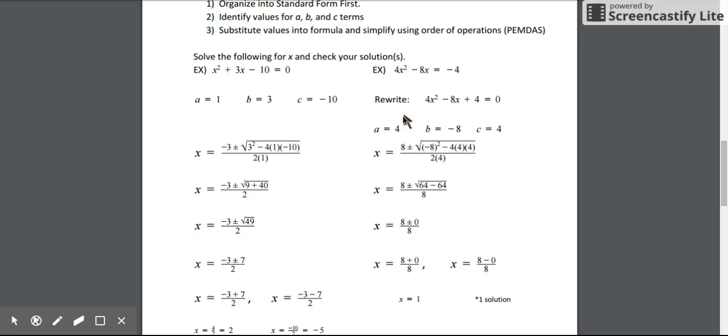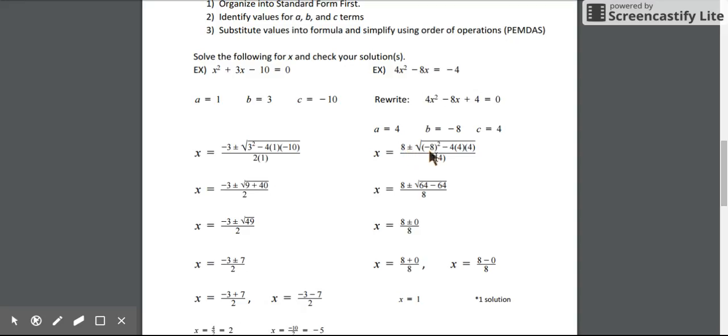We can identify our a, b, and c values. a is 4, the number in front of x squared. b is negative 8, the value in front of x to the first power. And c, our constant, is positive 4. Substituting them into the quadratic formula. This time our b is negative 8, so the first thing we write is the opposite of b. We're going to write positive 8.